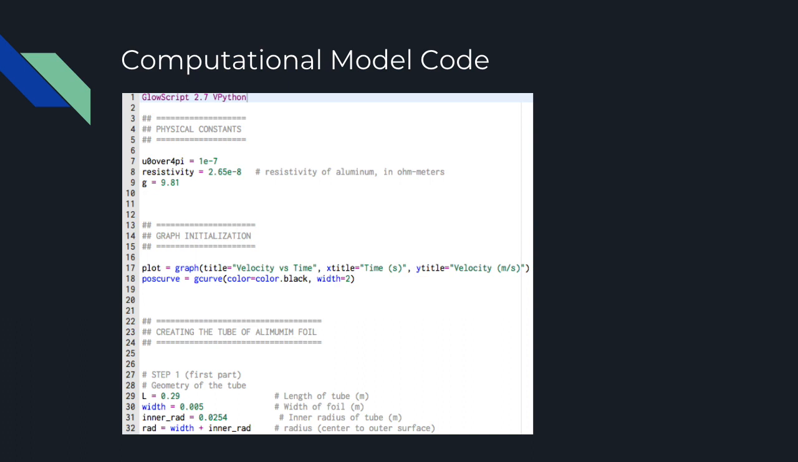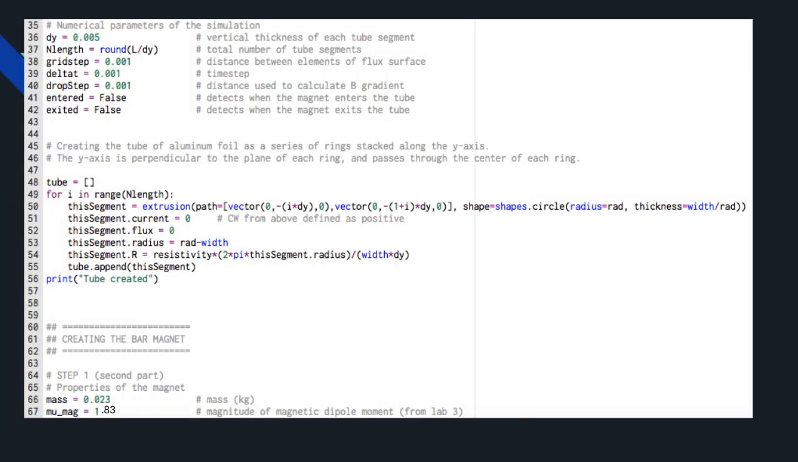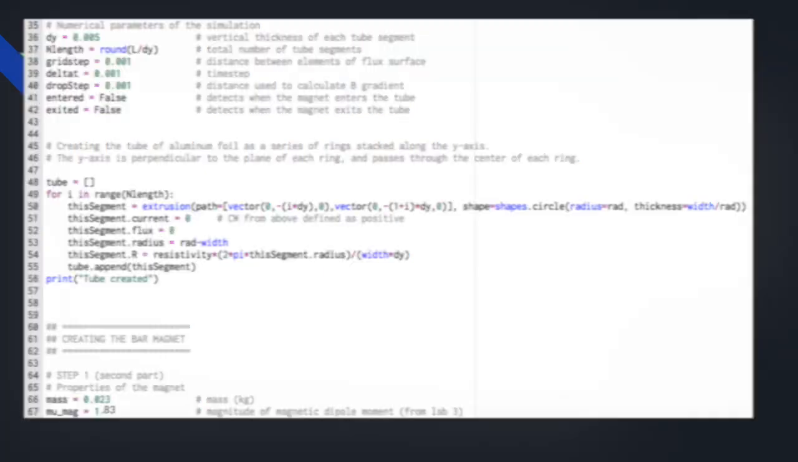To start that off, I inputted the physical constants and the dimensions of the aluminum tube along with initializing the graph. This next part is the code that actually creates the tube itself along with the falling magnet, and it sets up some of the numerical parameters for the simulation itself.